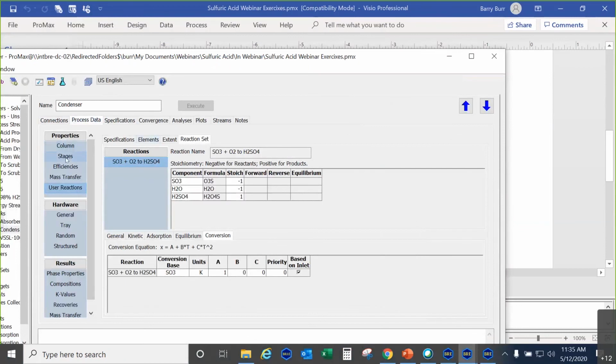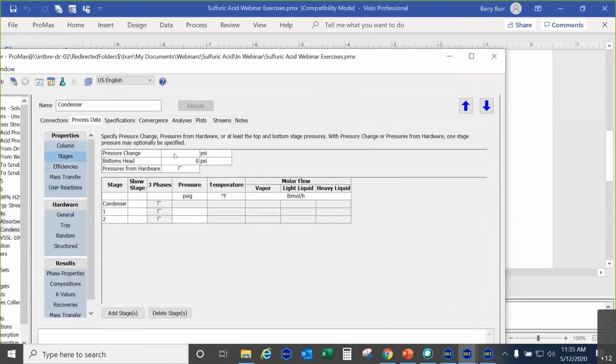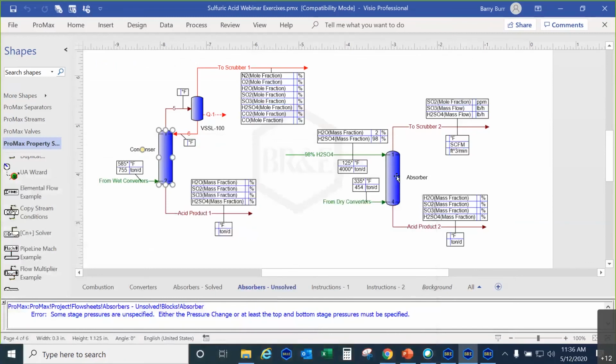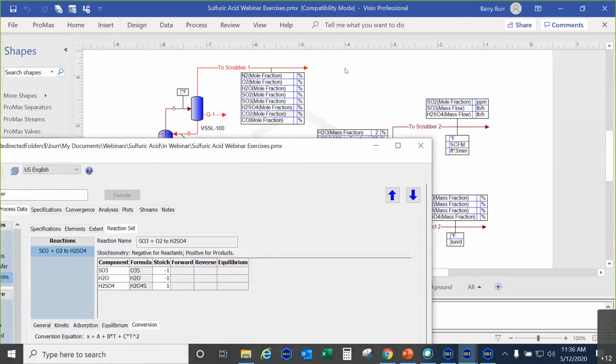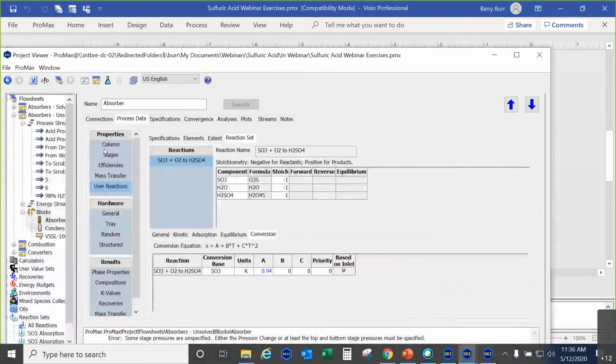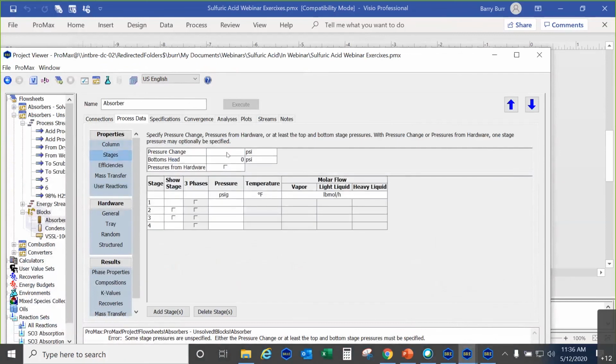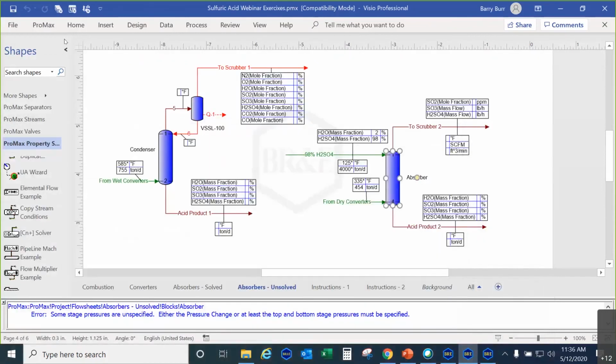So it's in the stages. You go to process data, stages, and then you can set the pressure change to 0.3 psi. And then in the absorber, you go to stages and set the pressure drop to 0.5 psi. And now I believe the absorber will solve.